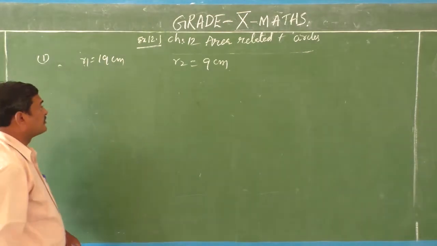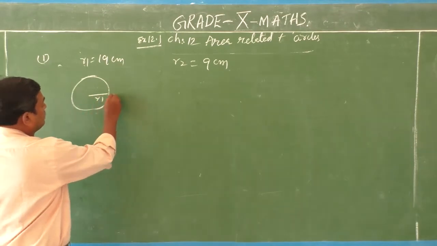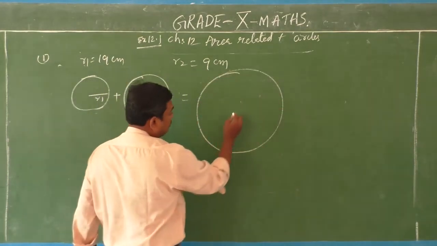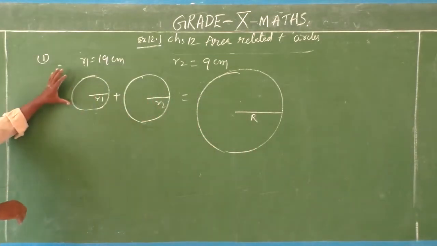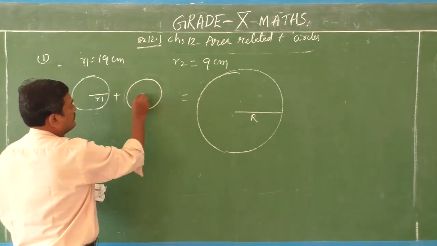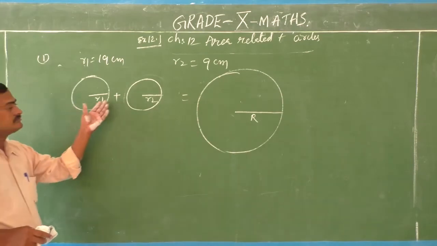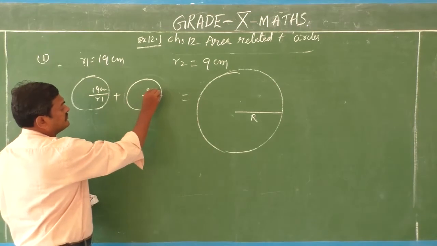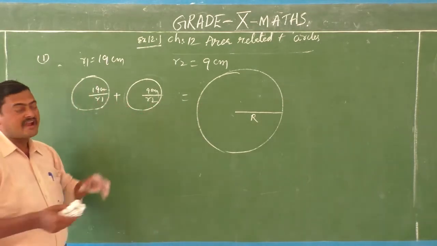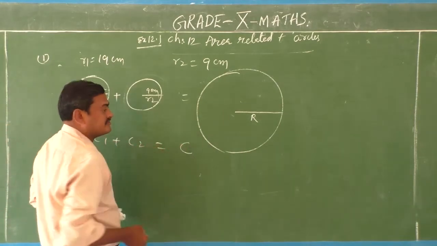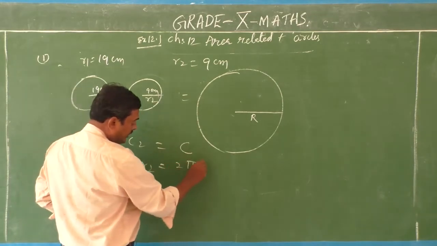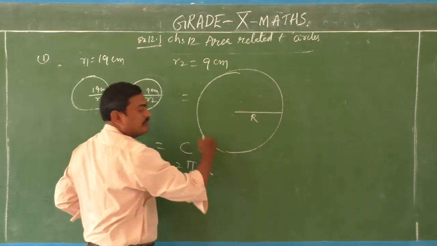Now we want to add the circumferences. This is the first circle R1, plus another circle R2, equal to one big circle that is formed with capital R. We can add both circumferences, C1 plus C2 equal to C. The circumference of the first circle, what is the formula? 2 pi r1 plus 2 pi r2 equal to 2 pi capital R. So when two circumferences are added, what will happen? One big circle will be formed.